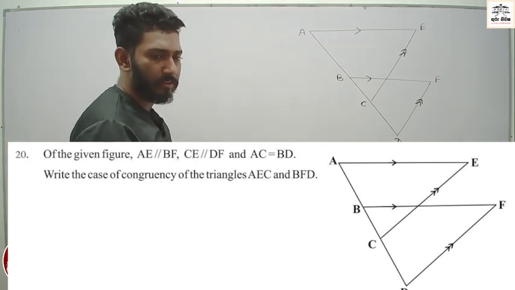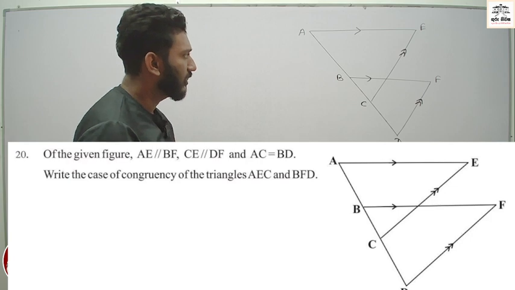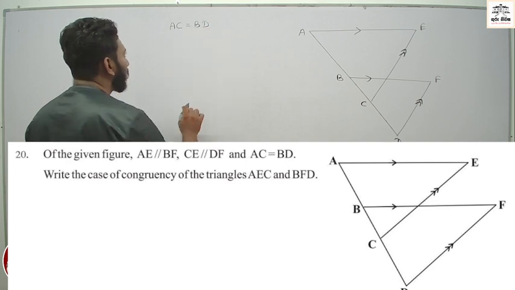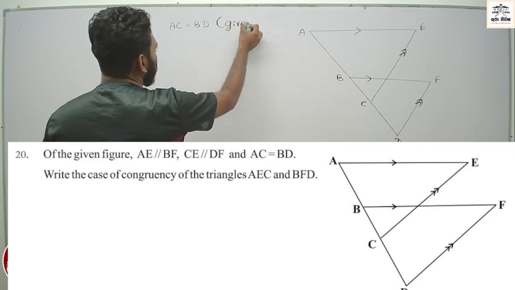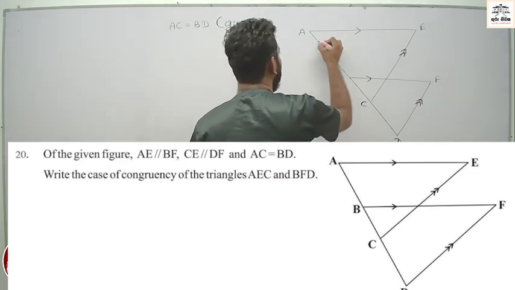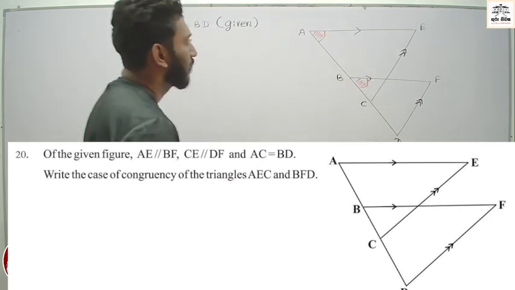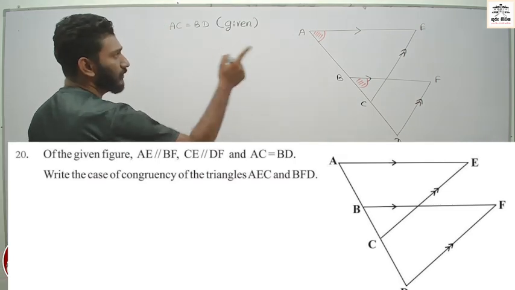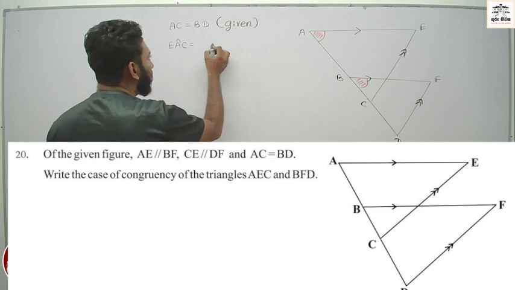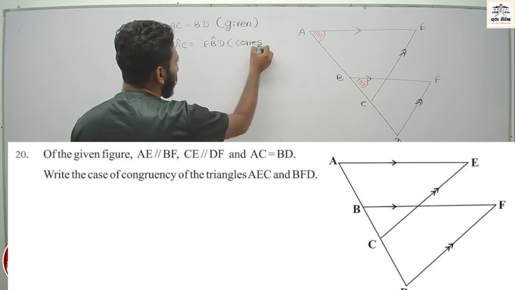Now A right parallel and the AC equals to the BD. AC equals to BD. AC equals to the BD. Given. Right. Now look at this. This one should be equal to this one, right? Now you can write as a EAC. EAC angle should be equal to the FBD. What is the reason? And we know corresponding angles.